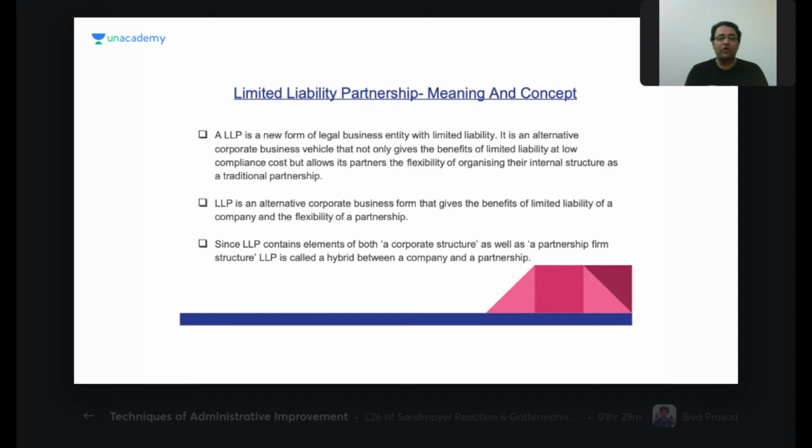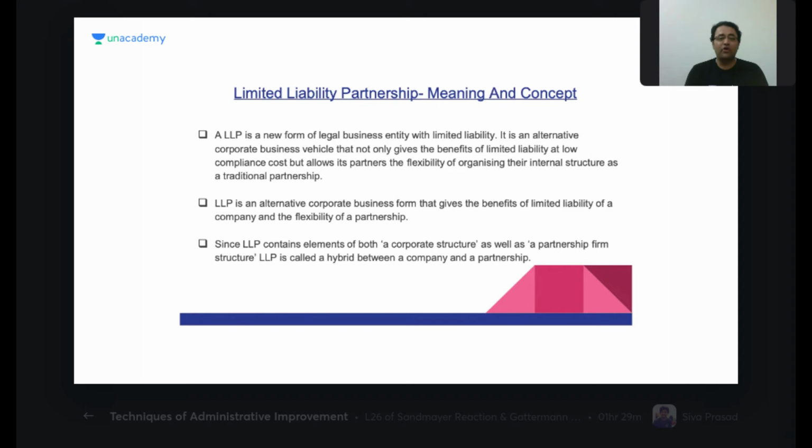Now, let's go a little bit more into this paragraph. We are just discussing the meaning and concept of what a limited liability partnership is. In short, we can also call it an LLP, and henceforth I will be calling it an LLP. LLP simply means a limited liability partnership for your information. So like the slide says, an LLP is a new form of legal business entity with limited liability.